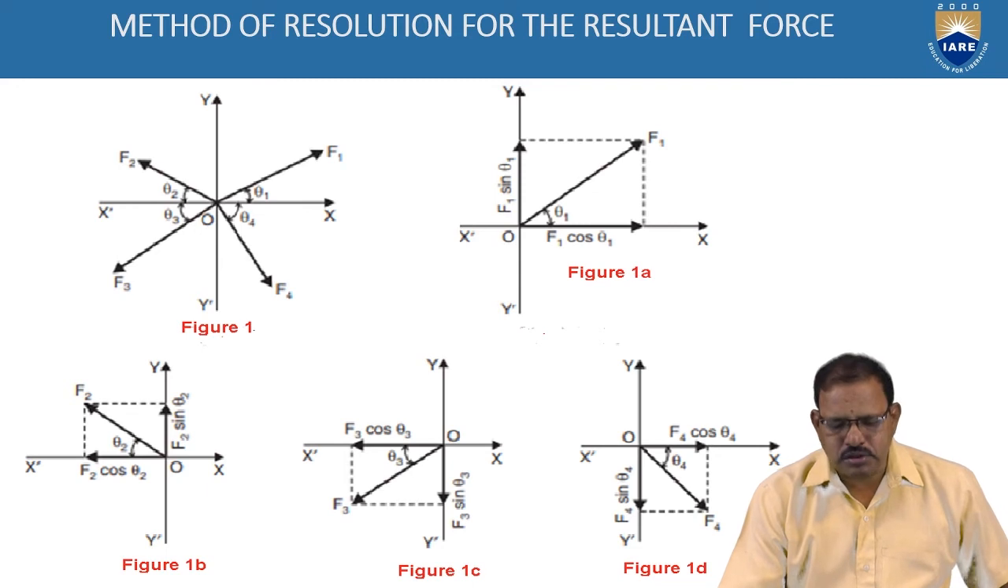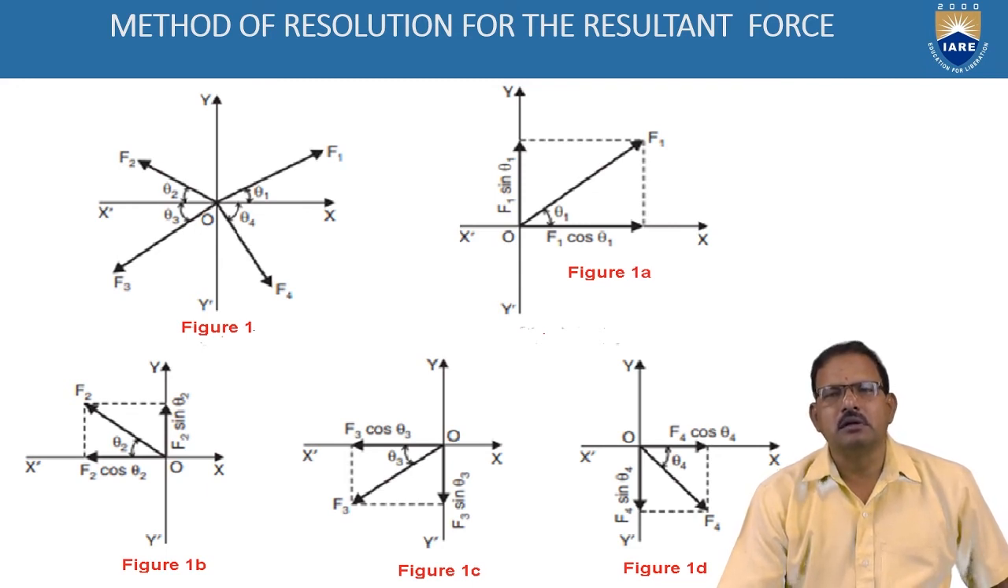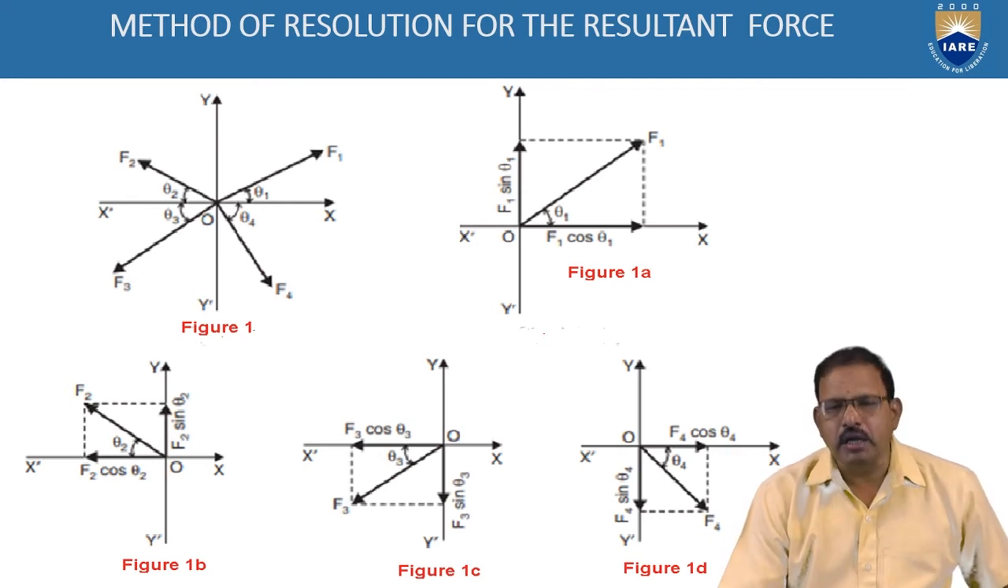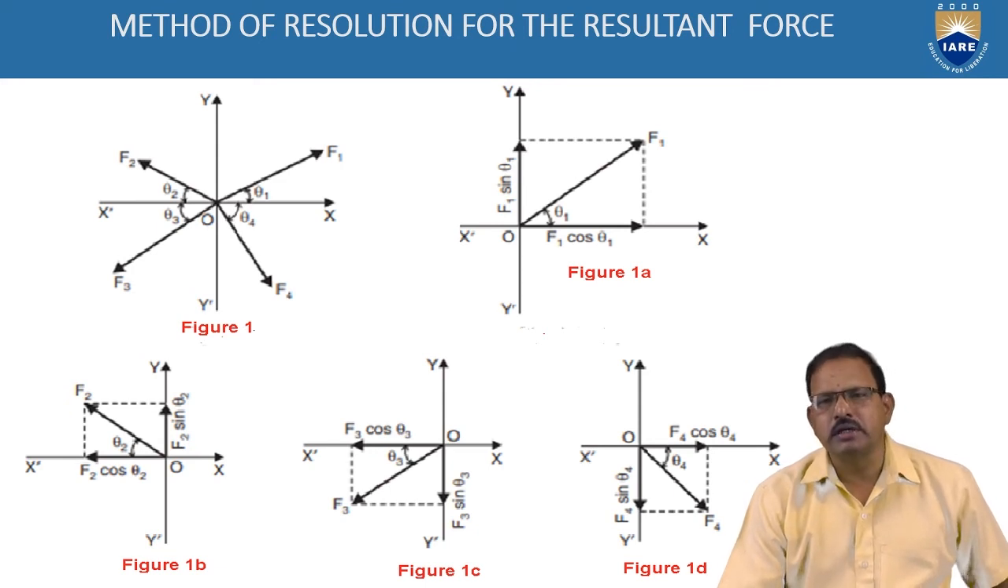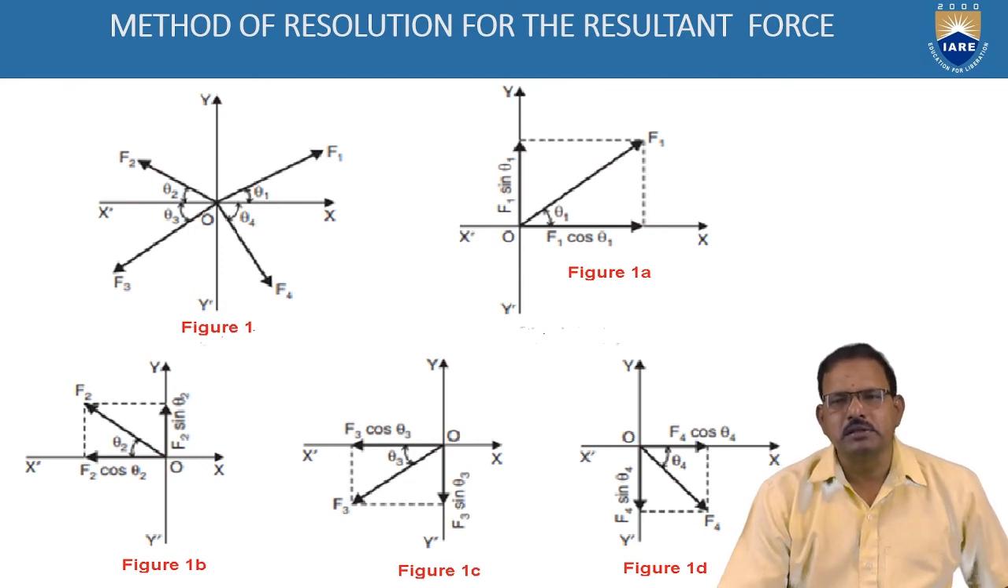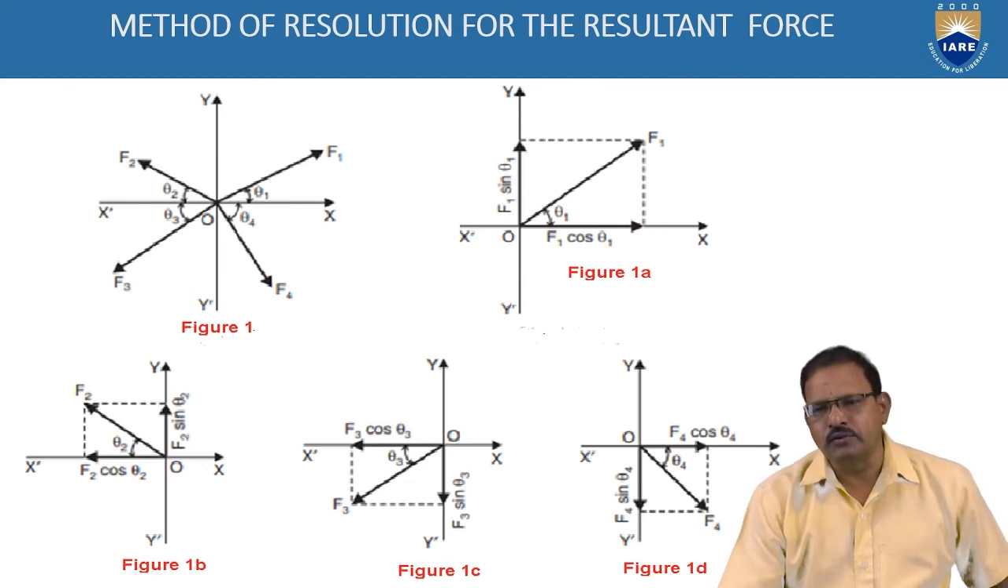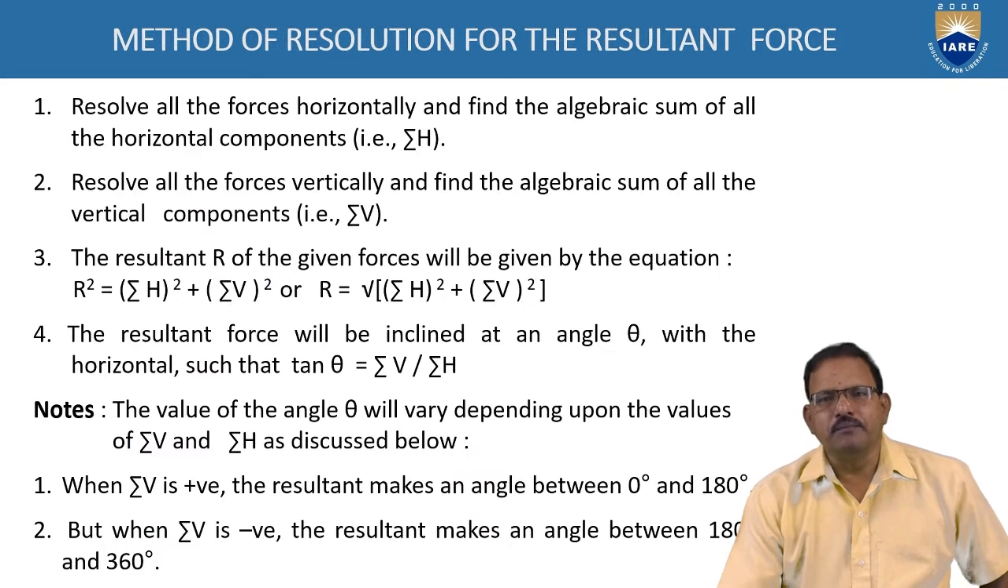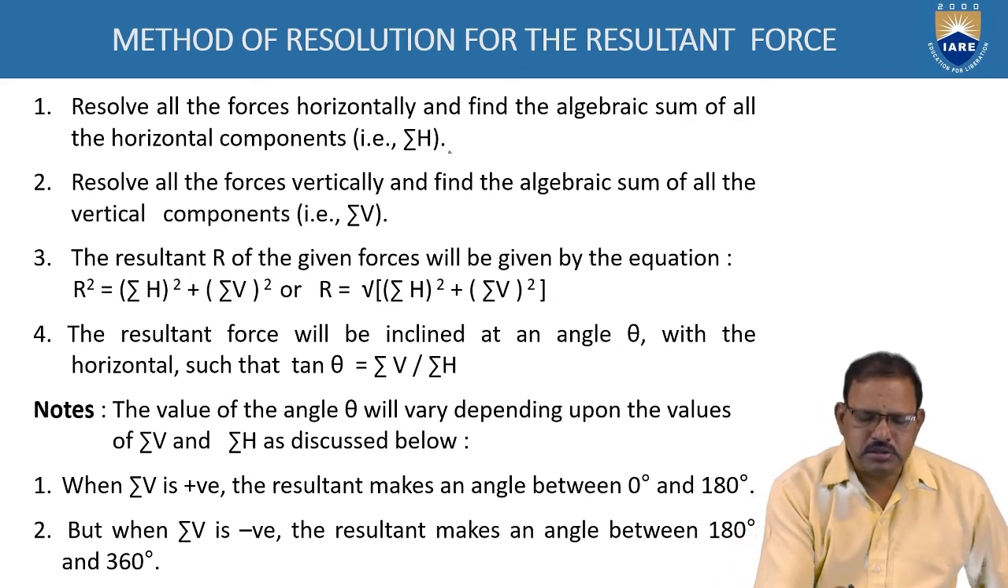Similarly, resolve the forces along the y direction, and for the algebraic sum, the forces acting toward the positive y axis are treated as positive, and in the downward direction, that is the negative y axis, are treated as negative. And take the algebraic sum. The algebraic sum of all these vertical forces is equal to the vertical component of the resultant force of all the forces. Here, I am resolving all the forces horizontally and finding the algebraic sum of all the force components. Generally, it is represented as sigma H now.